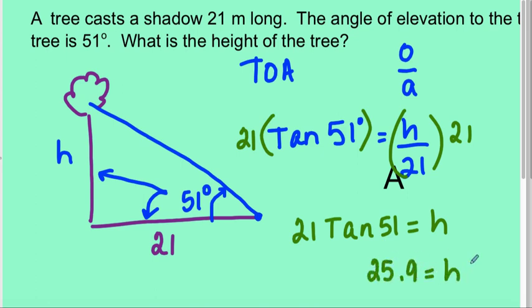Now, we want to make sure that we were in the right mode, right? If we didn't get 25.9, you better check that mode and make sure you're not in radian mode. We always want to be on these in degree mode. Okay, let's try another one.